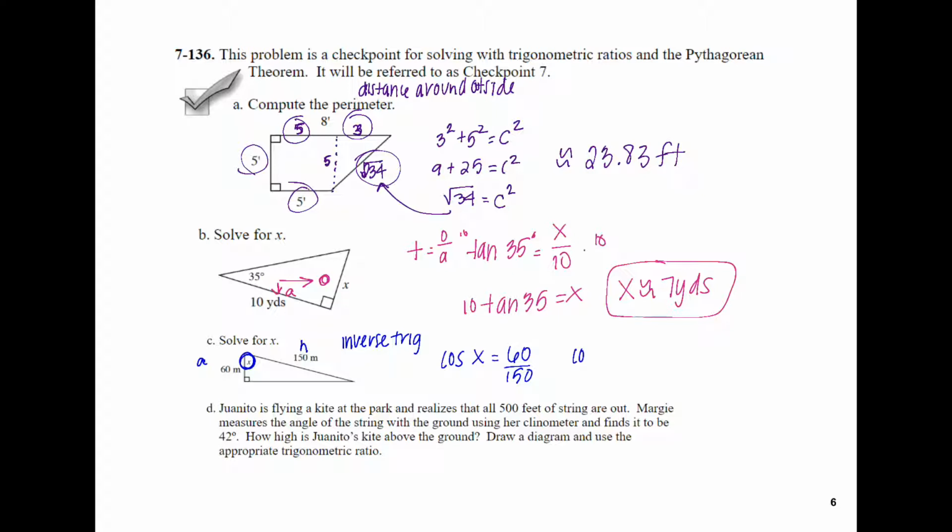When you type this into your calculator using your second button, because you're looking for your angle measure, you get x is approximately 66.42 degrees. Letter D.